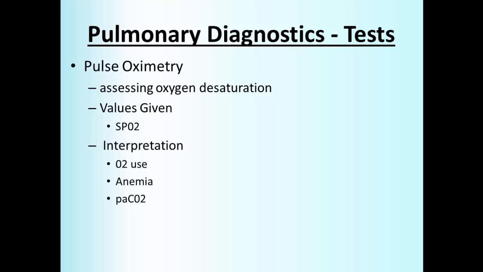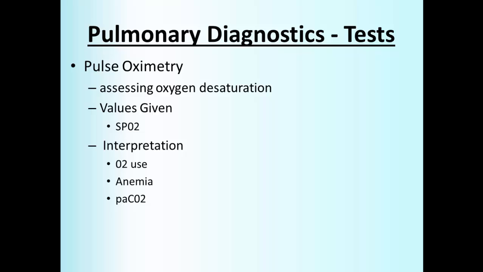So then we have our pulse ox, which all of us probably are fairly familiar with. We use pulse ox to assess oxygen desaturation. The value that's given is an SpO2. And for interpretation, we look at if they're using oxygen, if they have anemia, and their PCO2.